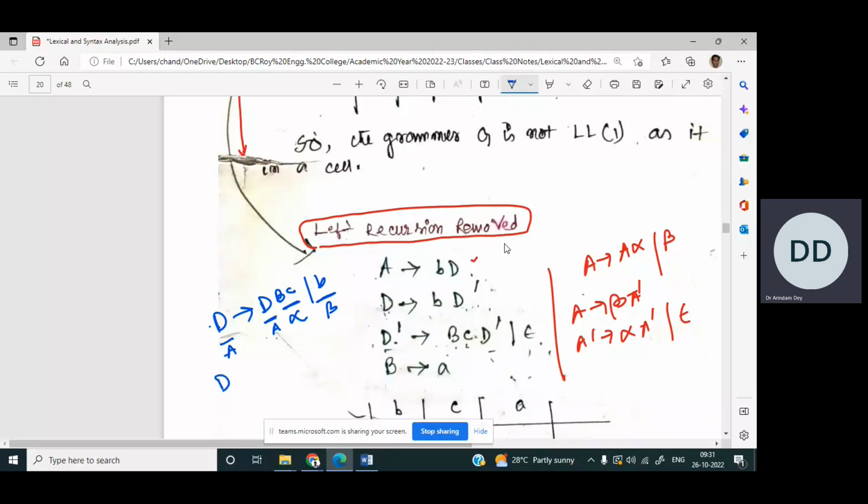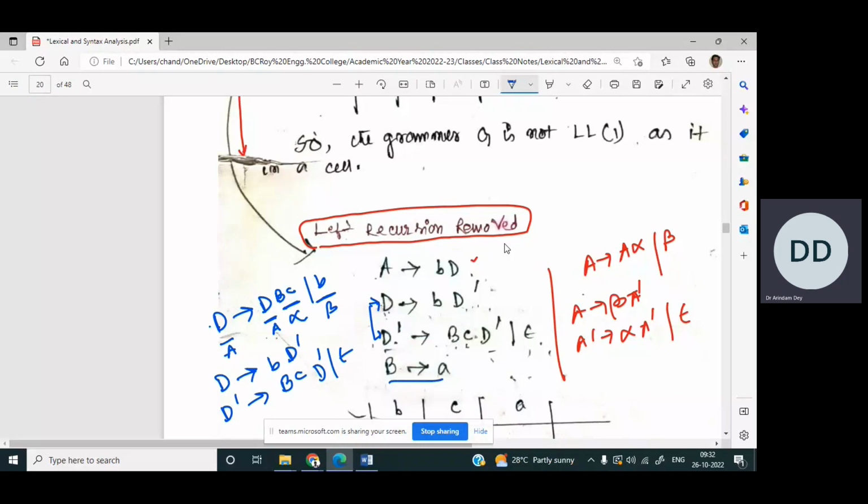A means D. D to beta. Beta means this is a b, so I'm writing b. A dash, that means I'm taking D dash over here. And D dash to, that means A dash to alpha A dash. What is the alpha here? This BC is alpha. So capital B, small c is alpha, D dash or epsilon. Right? The same thing is written over here in these two productions.